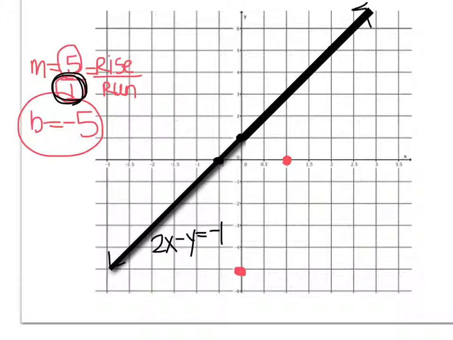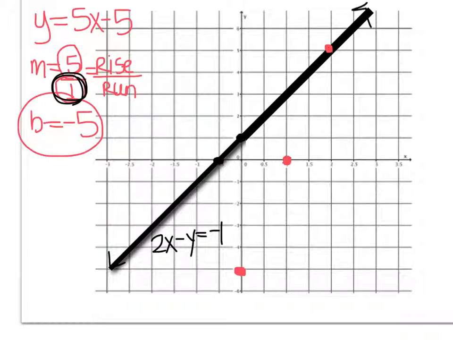Again, I can make another point from here. I can go up 5. 1, 2, 3, 4, 5, and I need to go over 1. So my next point would be at 2, 5. You probably already noticed that this line, y equals 5x minus 5, has intersected with our line from before.